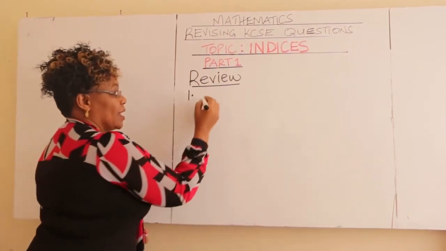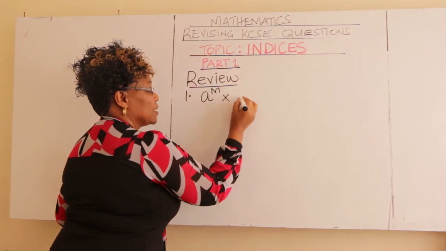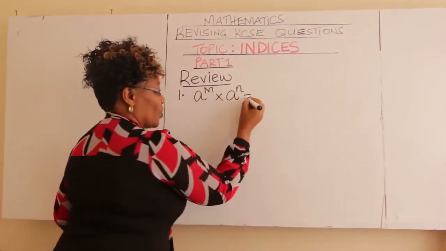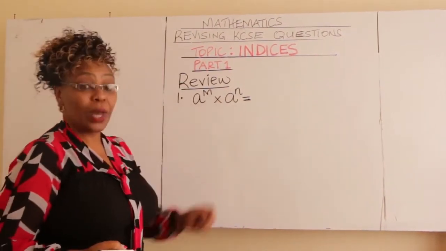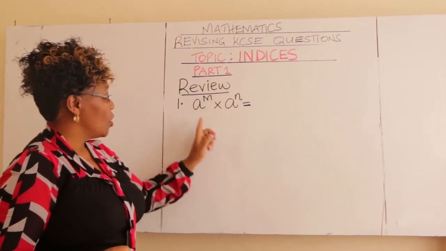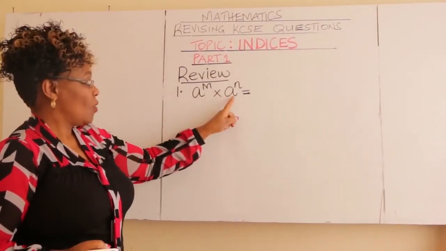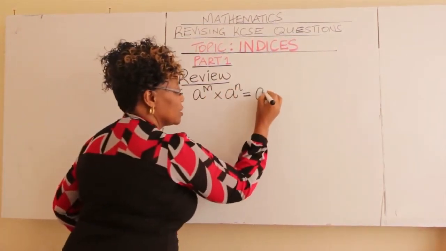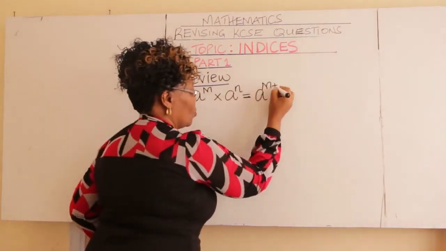Number 1, if you have a raised to m times a raised to n, the first law of indices, a raised to m times a raised to n gives us what? When you are multiplying common bases, what do you do to the powers? You write the base and then you add the powers.